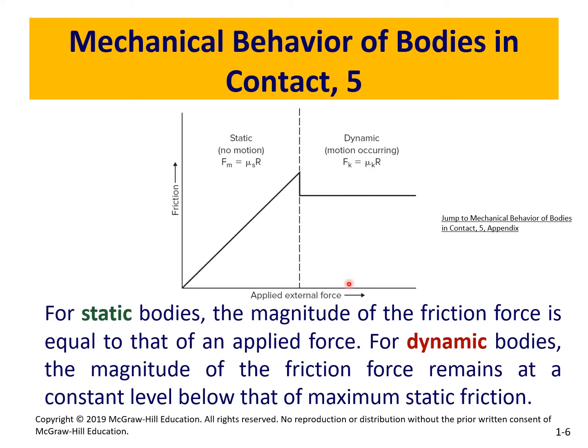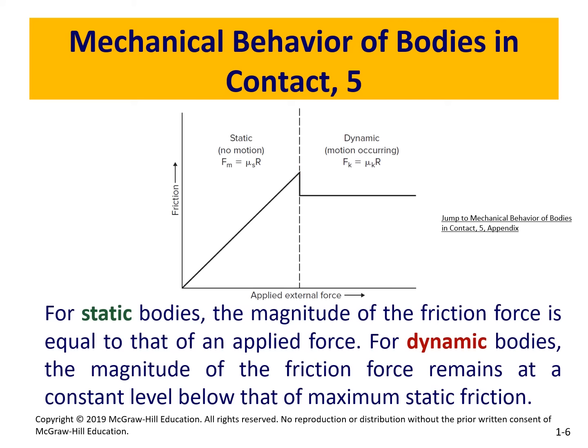So for a static body, the magnitude of the friction force is equal to that of the applied force, and that's what we're seeing here, in this part. For dynamic bodies, the magnitude of the friction force remains at a constant level. This is one below that of the maximum static friction. That's exactly when the body starts moving.